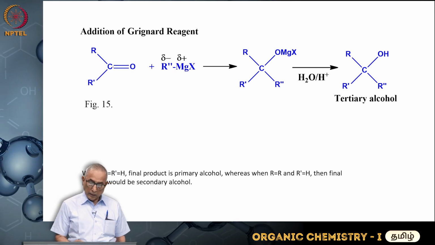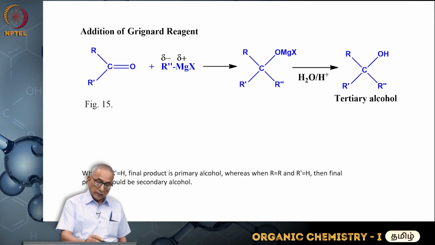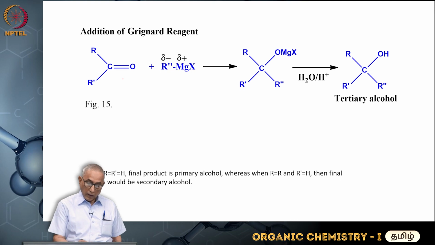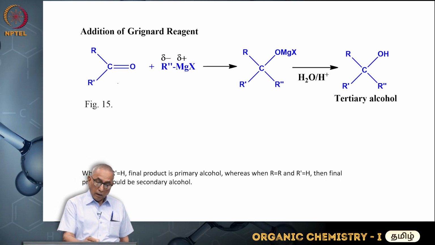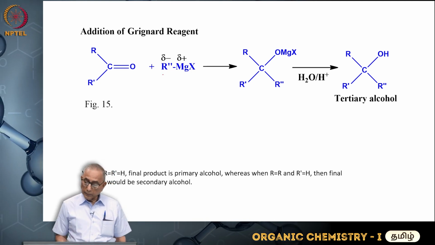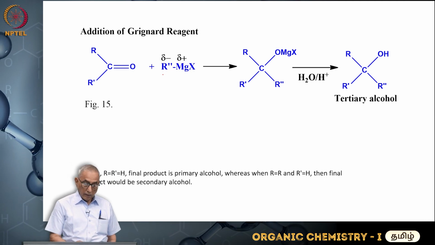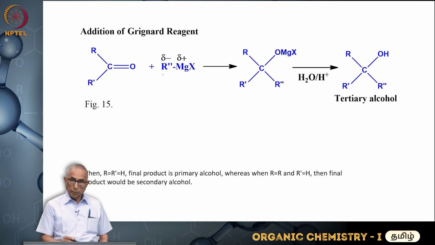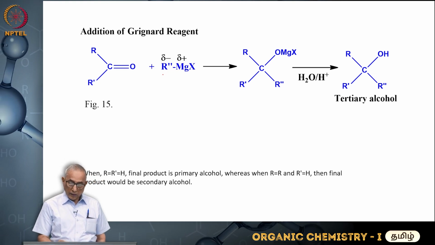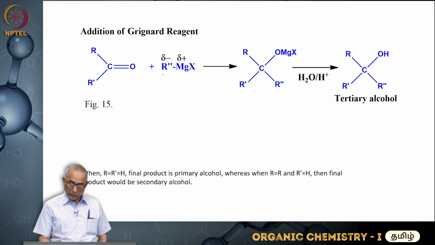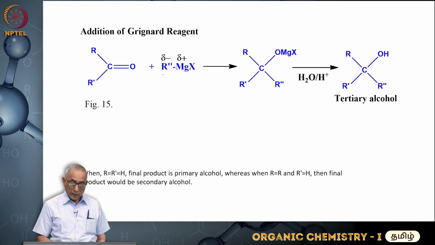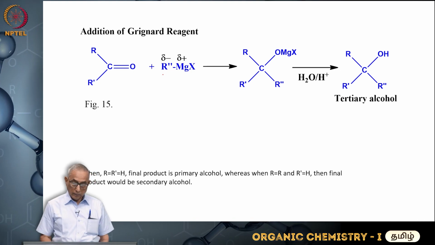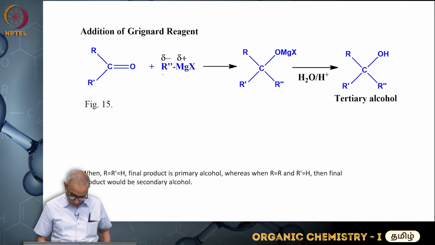If instead of 2 hydrogens you have an aldehyde, then you get a secondary alcohol. If you have R and R double prime, you get a tertiary alcohol. When R is equal to R prime is equal to H, the final product is a primary alcohol. Whereas when R is R and R prime is H, the product will be a secondary alcohol. In this case, you get a tertiary alcohol.